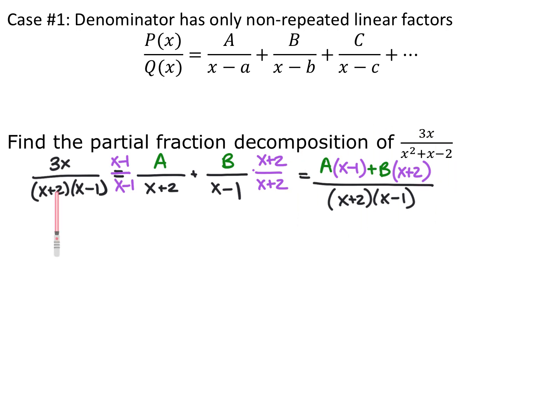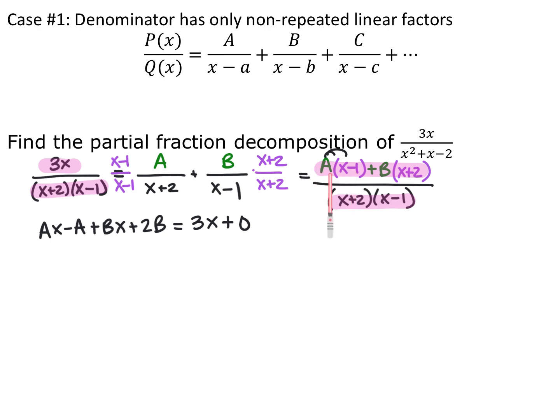Since I know that these two are equal based on the way that I did this, I made this be equal to this, and then therefore this is equal to this. I know that this original one has to be equal to the new one that we have. So this numerator here has to be equal here because our denominators are equal. We're going to use that to help us figure out what A and B are. Because these denominators are already equivalent to each other, we know that our numerators, 3x, and A times x minus 1 plus B times x plus 2, have to be equal to each other. So we're going to use that rule to help us figure out what A and B are.